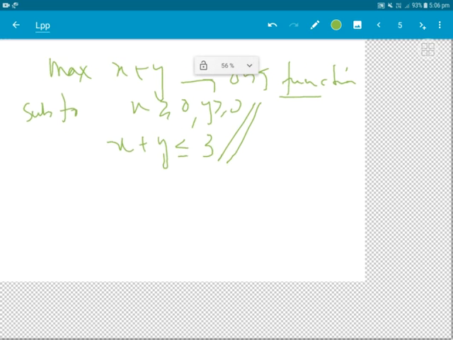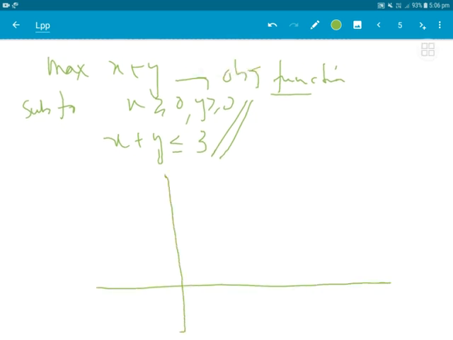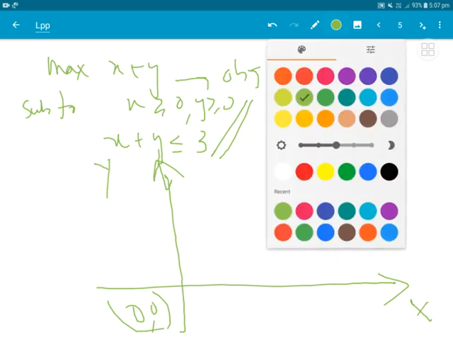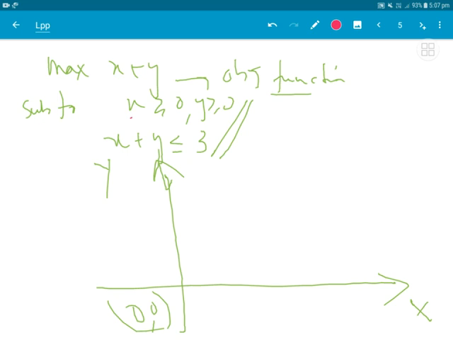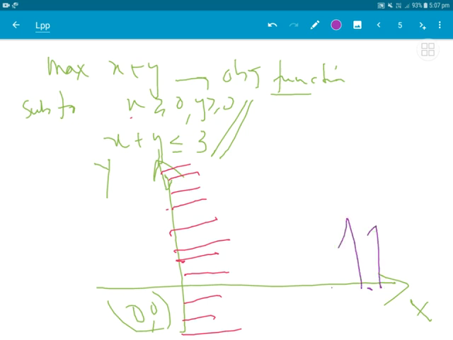Once we consider that, we draw the 2D plane with x, y axes. Now let us sort out the constraints. First is x greater than or equal to 0. x equals 0 is this line, so x greater than or equal to 0 means this portion. Hold this portion. Next is y greater than or equal to 0. y equals 0 is the x axis, so y greater than or equal to 0 is this portion, because if you put 0 here, 0 is greater than or equal to 0, so this portion is marked here.